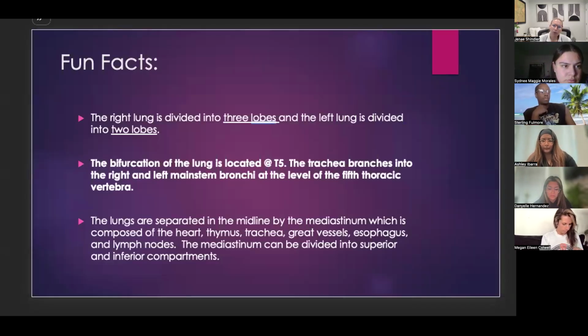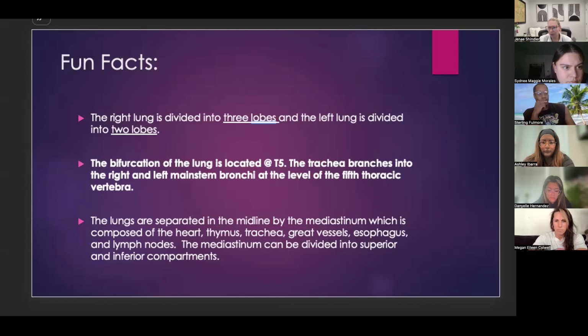Fun fact, as I just said, the right lung is divided into 3 lobes, and the left lung only has 2 lobes. The bifurcation of the carina is located at T5. The trachea branches into right and left mainstem bronchi at the level of the 5th thoracic vertebra.